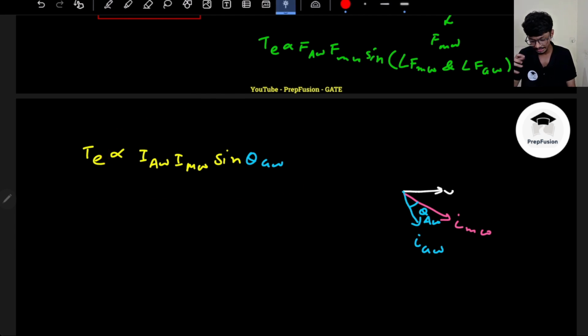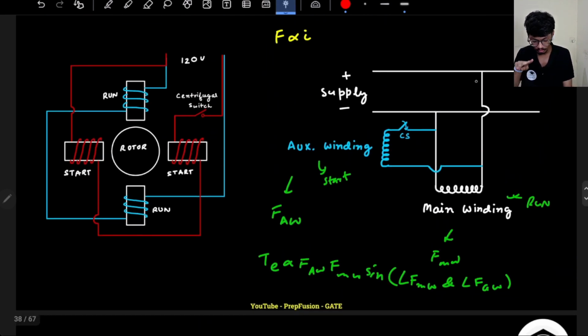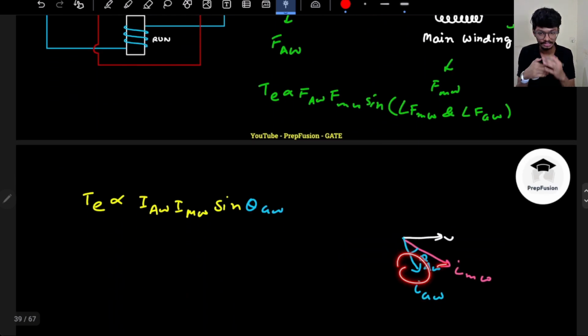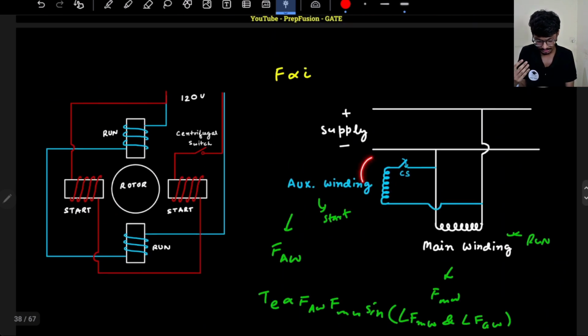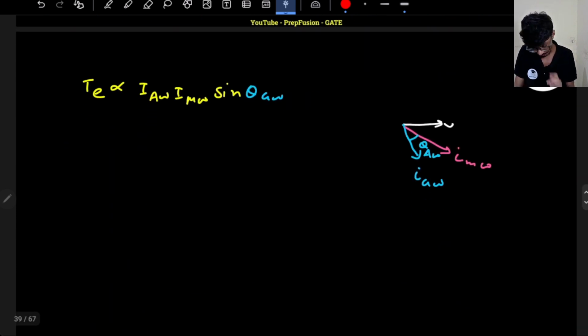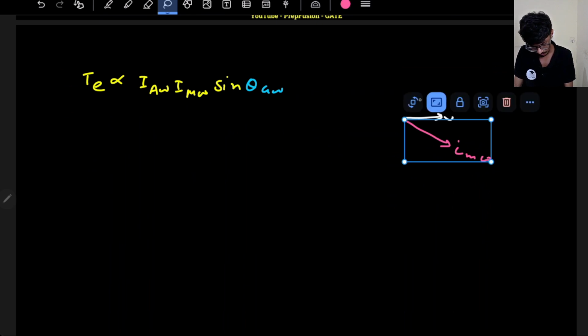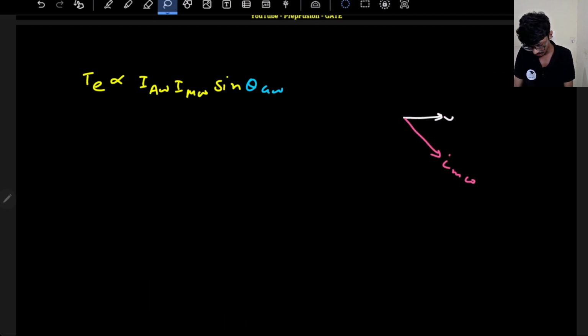Okay, so our ultimate aim is, now the supply is the same, that's why the voltage is the same. How can I make a different phase difference? Basically here I can make it more capacitive or more reactive. Sorry, I made a mistake. Auxiliary winding will be leading, it will lead the main winding. That was my mistake, because we will use capacitors.